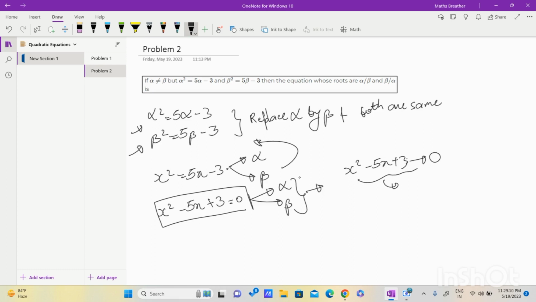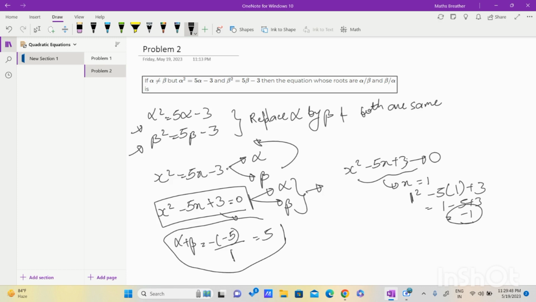This is an expression. You put a number, x equals 1. So this becomes 1 square minus 5 times 1 plus 3, which is 1 minus 5 plus 3 equals minus 1. So not every number will give you 0. Only the roots of the quadratic equation will give you 0, that is alpha and beta here. So from this equation, you can know that alpha plus beta equals minus b by a. So what is b? Minus of minus 5 upon 1 equals 5, and alpha beta equals 3 upon 1.